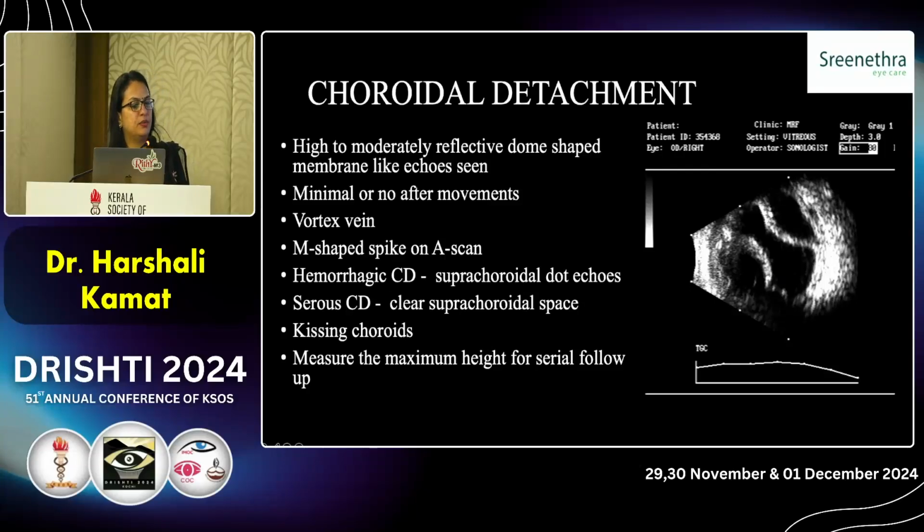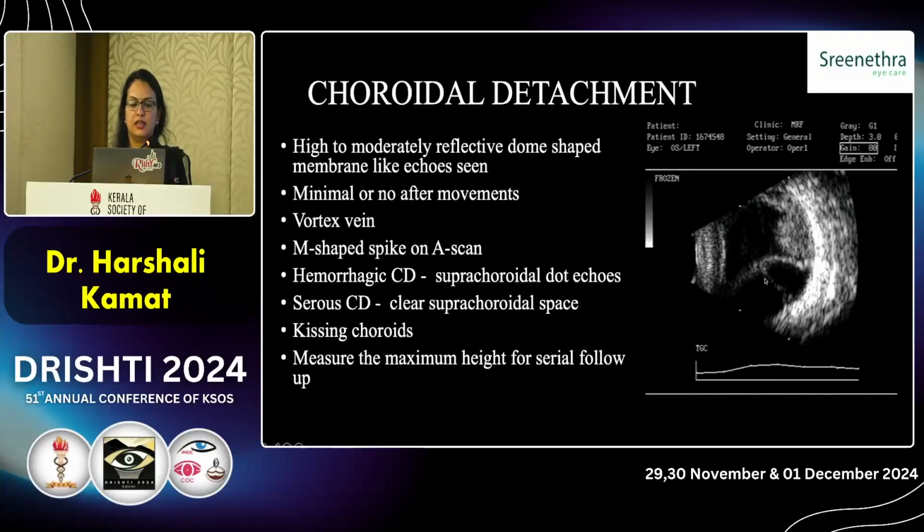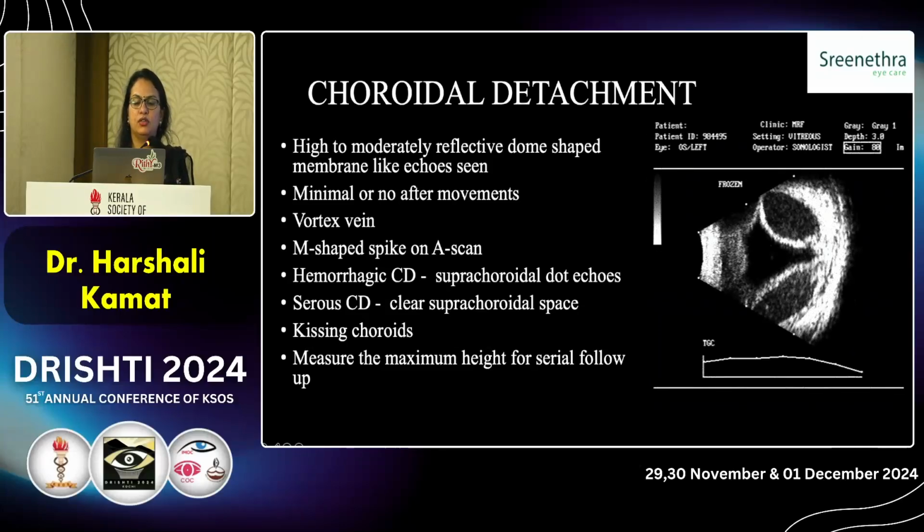Choroidal detachment will be a high to moderate reflective dome-shaped echo in the periphery. It will have no after movements or very minimal, and sometimes you may be able to demonstrate this thin line, which is the vortex membrane. On A scan, you may have an M-shaped spike. To differentiate whether it is hemorrhagic or serous, you may find these suprachoroidal dot echoes in a hemorrhagic one.